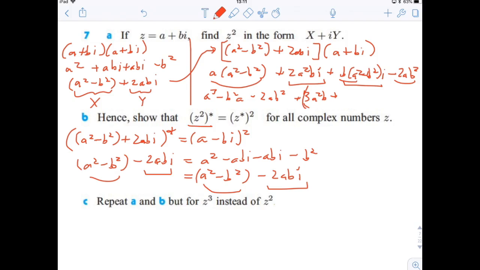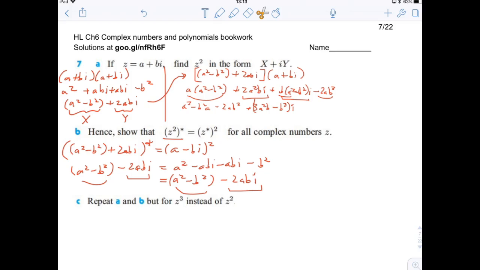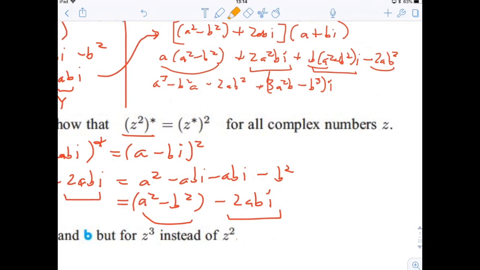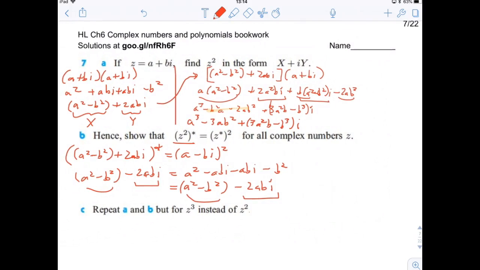and then b minus b cubed i. One more simplification. So these two are like terms. So a cubed minus 3ab squared plus 3a squared b minus b cubed i. Okay, so that is the result for z cubed.